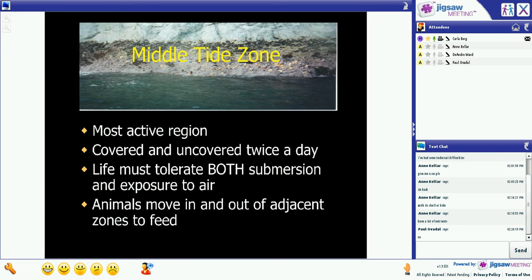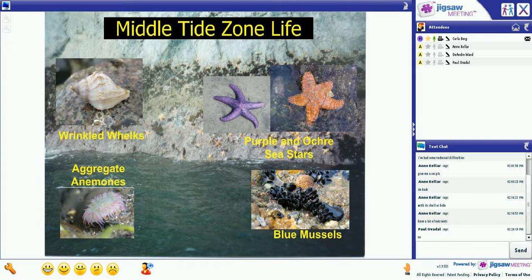Next, we have the most active region of our beach, and that is the middle tide zone. The middle tide zone is covered and uncovered twice a day. Animals or organisms who live here must be able to tolerate both submersion and exposure to air. The animals move in and out of the adjacent zones to feed here. So let's take a look at some of these animals.